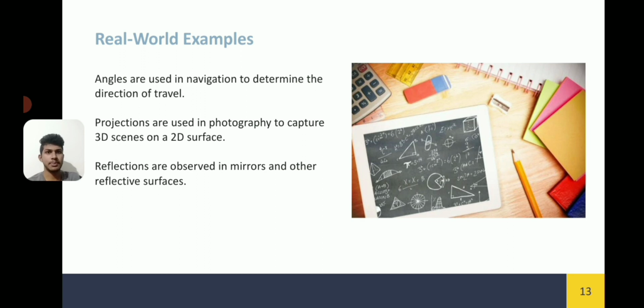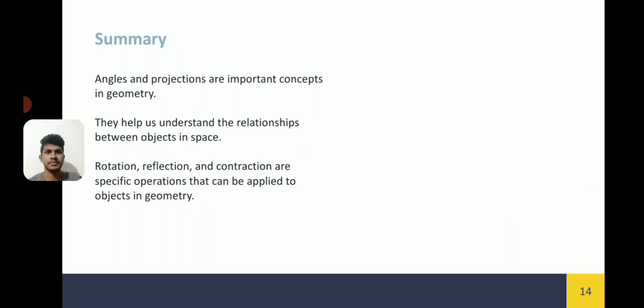Real world examples: angles are used in navigation to determine the direction of travel. Projections are used in photography to capture 3D scenes on 2D surfaces. Reflections are observed in mirrors and other reflective surfaces.